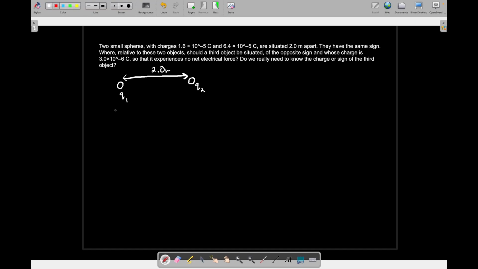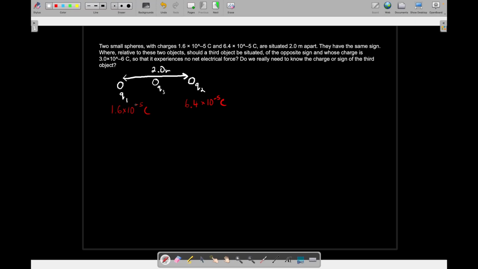Q1 has a positive charge of 1.6 times 10 to the negative 5 coulombs. And Q2 has a charge of 6.4 times 10 to the negative 5 coulombs. Now, we have to place Q3 somewhere between these, somewhere within this 2 meters. So I'll just draw a circle there, and we're going to call that Q3.